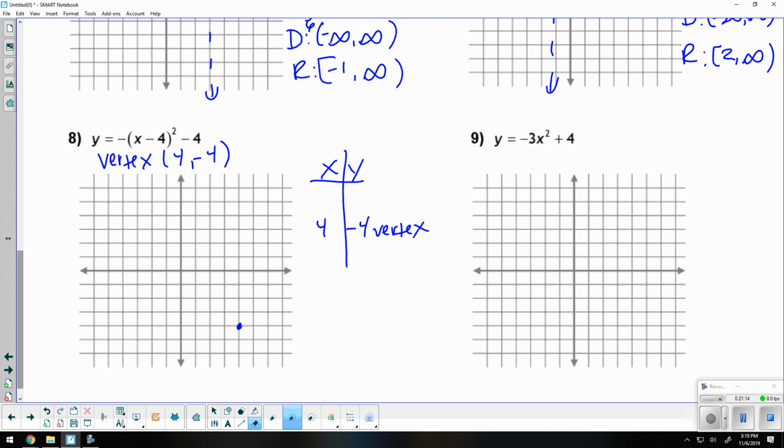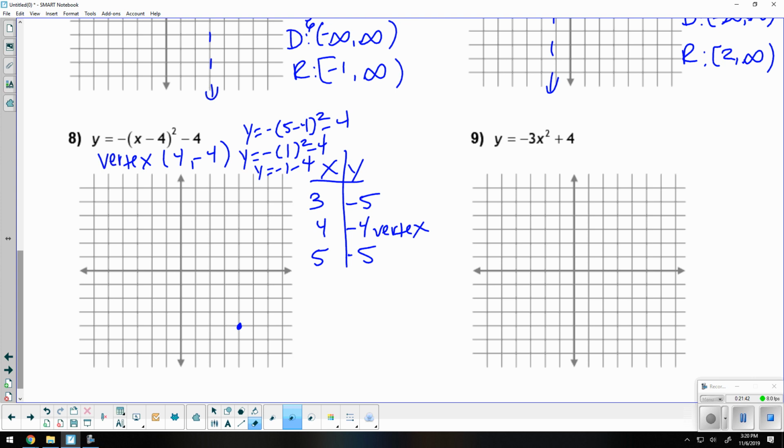So if I plug in more numbers, maybe like 5 and 3, if I plug in 5 for x, the y is going to equal negative (5 minus 4) squared minus 4. So that would be y equals negative 1 squared minus 4. So 1 squared is obviously 1, but that negative makes it negative 1 minus 4, which gives you negative 5. So like I said, the next points will all be underneath that vertex.